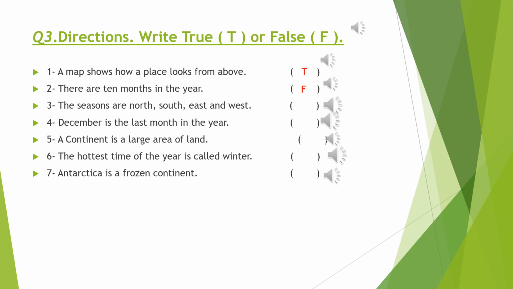Number 3, the seasons are north, south, east, and west. False, excellent. Number 4, December is the last month in the year. True or false? Yes, it's true. Okay, number 5, a continent is a large area of land. Yes, it's true.